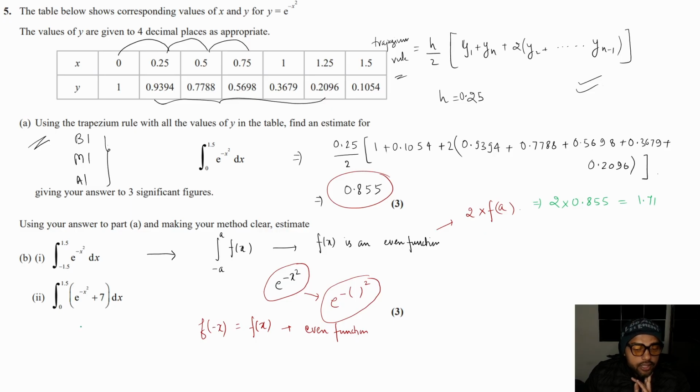Now in the second part of the B, they have told, I'll write it here, integration from 0 to 1.5, 0 to 1.5, integration of e raised to the power negative of x square plus of 7 dx. Okay, this is how we need to solve. So yeah, this is the second part of the B part component.